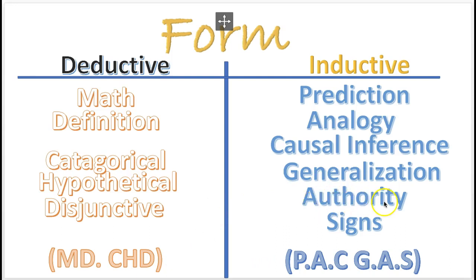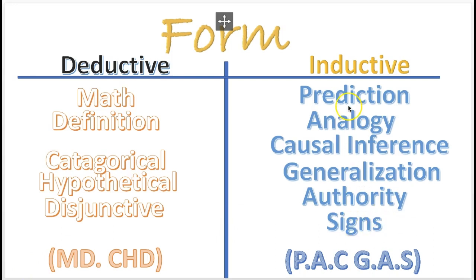Okay, inductive argument from authority is when the conclusion is based upon the witness of an authority figure or an eyewitness. An example would be, the Surgeon General warns that smoking is dangerous, hazardous for your health. Therefore, smoking is hazardous for your health.